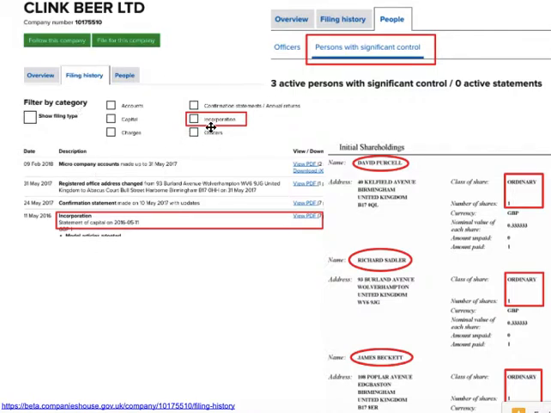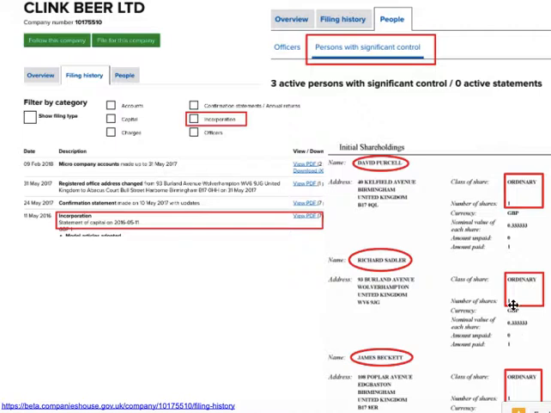You can find this by either scrolling right to the end of the filing history for the company, or just ticking the box that says incorporation at the top, which will filter just down to those documents. And in that document, you'll see the initial shareholdings, the people who initially held shares, in other words, created this company. So we can see there are three names here.